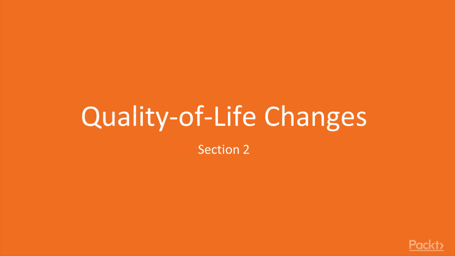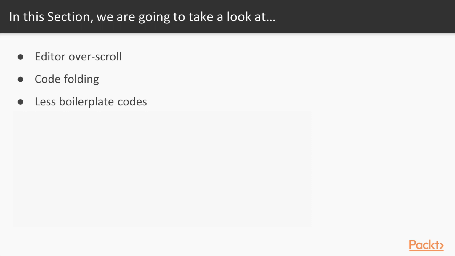Welcome to section 2, where we're going to be looking at some of the quality of life changes made in Xcode 10. In this section, we're going to be looking at the editor overscroll. We're going to be looking at how to use the code folding option. We're going to be looking at how less boilerplate code templates are added to the Xcode 10 files. We're going to be looking at the dark mode option. And finally, we're going to learn how to use the jump to definition feature.